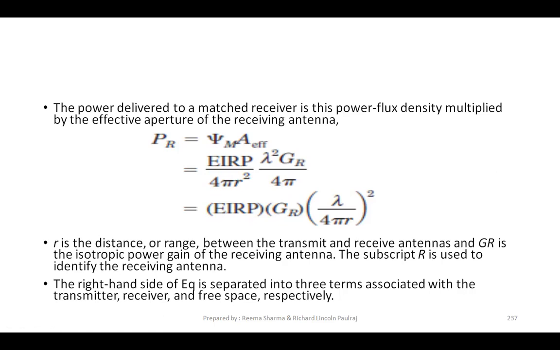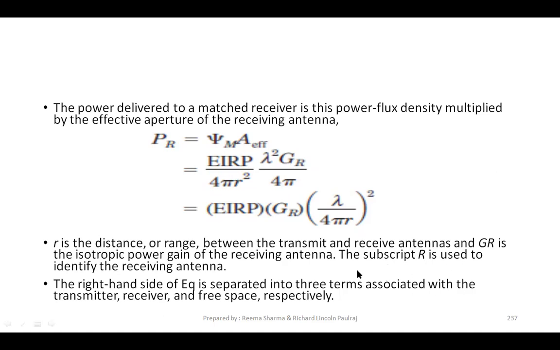R is the distance or range between the transmitter and the receiver antennas, and GR that you can see is the isotropic power gain of the receiving antenna. Whenever you see R, that is for the receiver. Whenever you see T, it is for the transmitter.